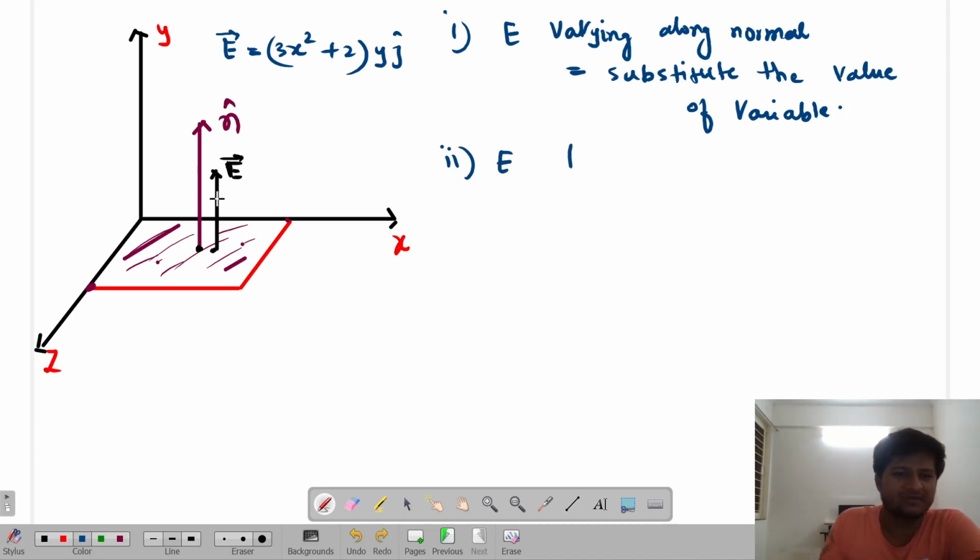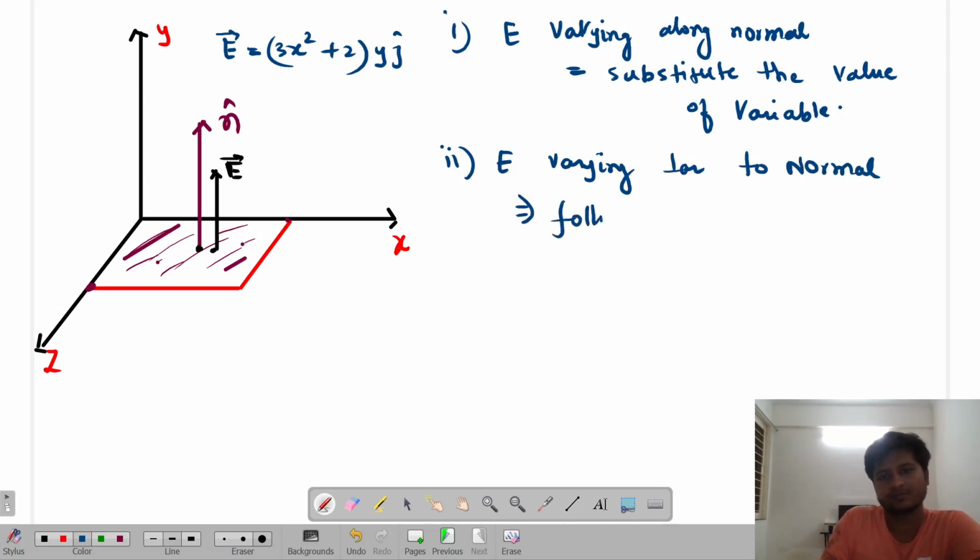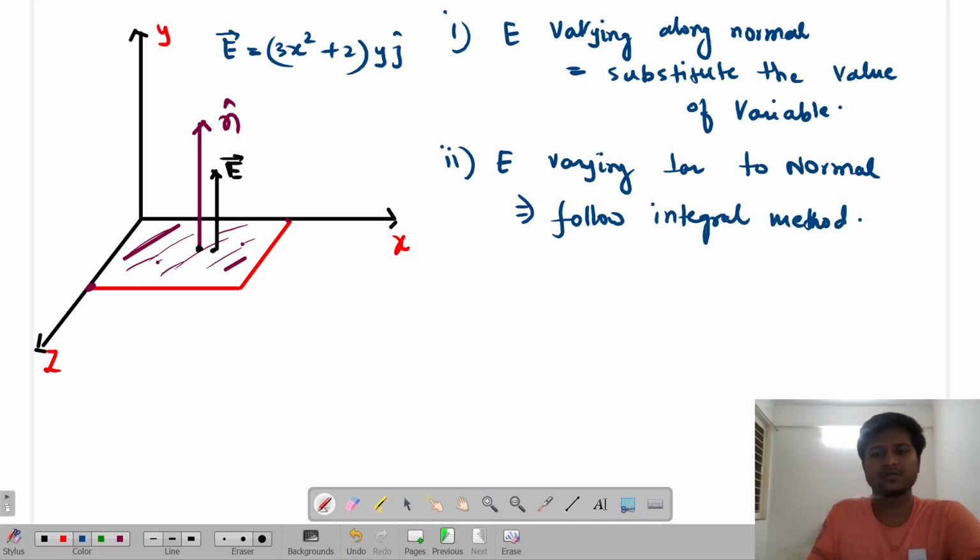अब एक ही इलेक्ट्रिक फील्ड थोड़ी ना होगा, ऐसे हजारों होंगे ना. So E varying perpendicular to normal, follow integral method. So look over here, simple सी बात है.